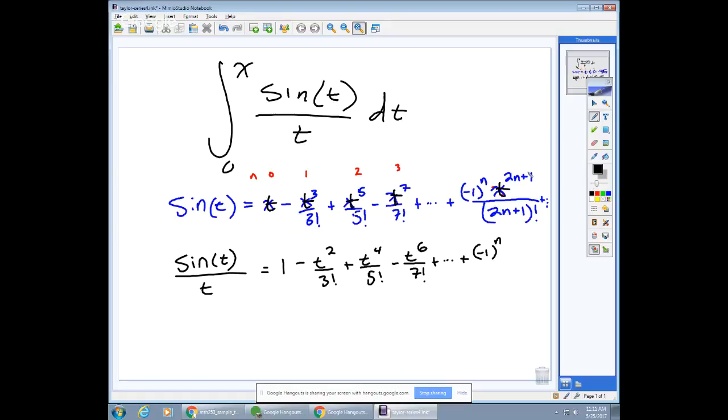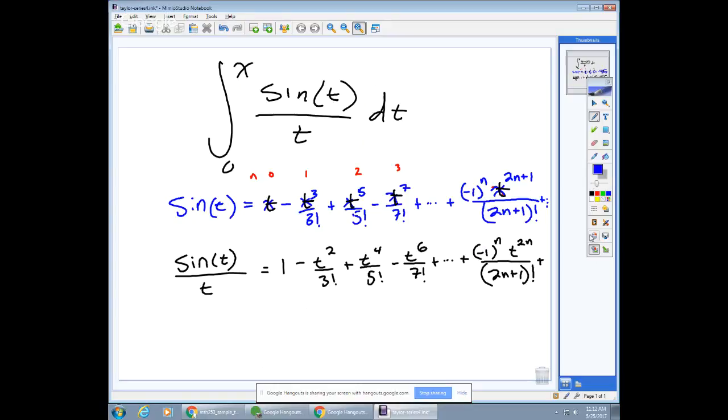Since I'm dividing by a t, I get rid of that 1 right there. So it's going to be t to the 2n. But I'm still dividing by 2n plus 1 factorial. Let me double check that I wrote that nth term right. If n is equal to 3, then I'm going to get -1 to the 3rd. That's still good. I'm going to get t to the 2 times 3, which is 6. And then I'm going to get 7 factorial on the bottom. So I think I'm still doing good there.